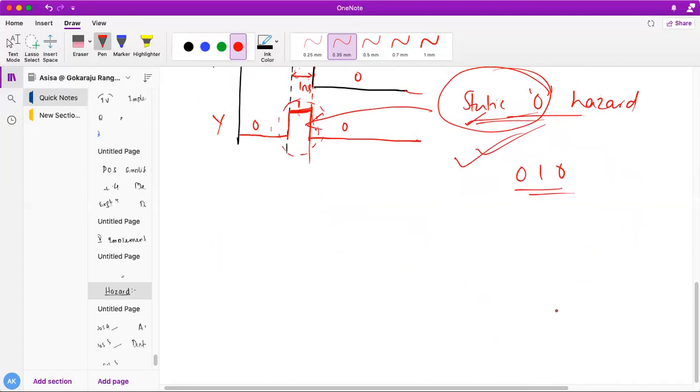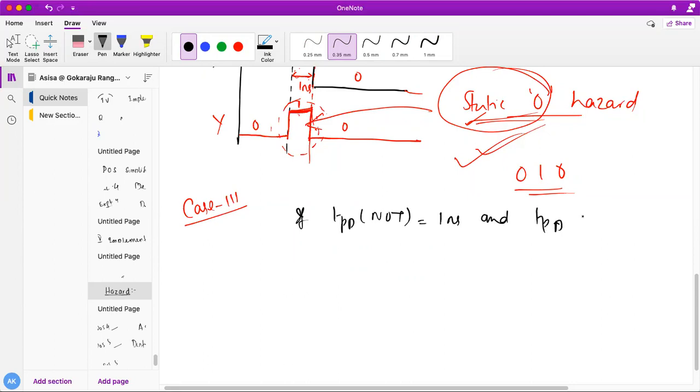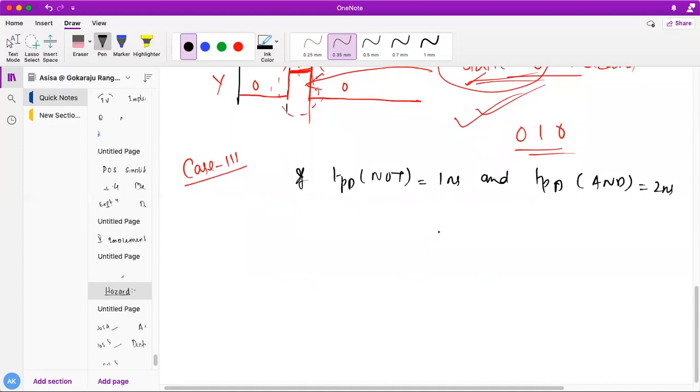Now we'll move to case number 3. So see here, what is case number 3? If TPD of the NOT gate is 1 nanosecond and TPD of the AND gate is 2 nanosecond, then how would my circuit be? Do you all understand, students? So see here, the circuit is the same. How would my waveforms be? So this is my circuit.